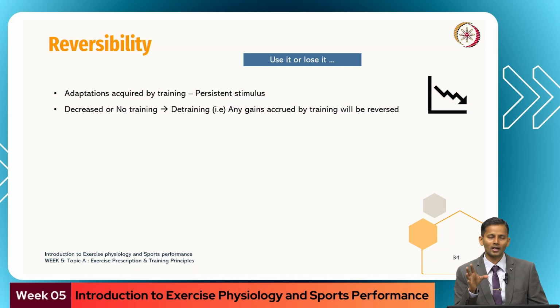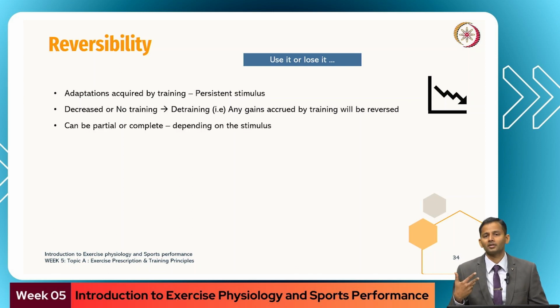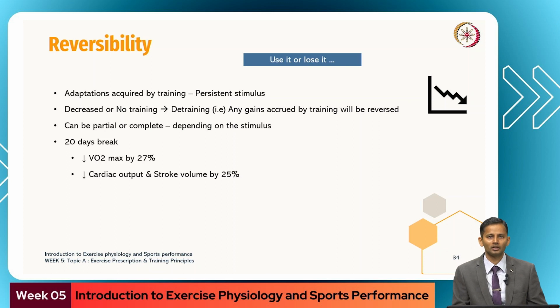This particular aspect is called detraining, because the individual is not training during that period, so the stimulus is not maintained properly, so there will be a reversibility of whatever adaptation has been accrued by training. So it can be partial or complete depending on the time duration and the stimulus that is being given.